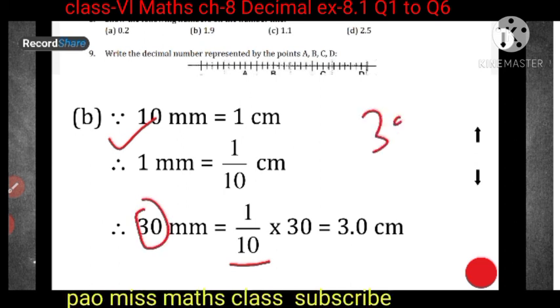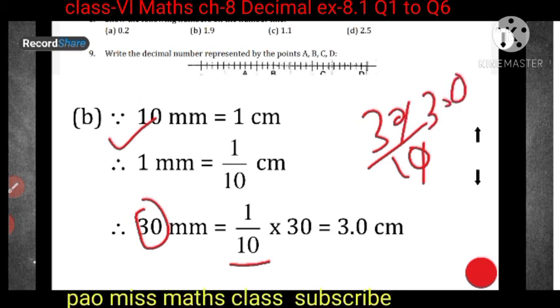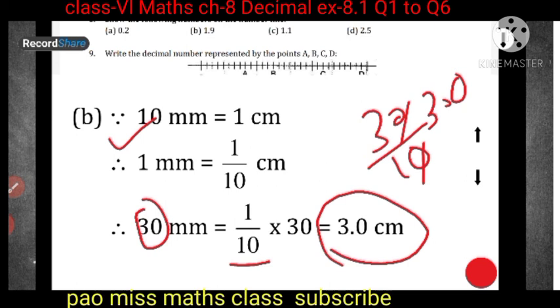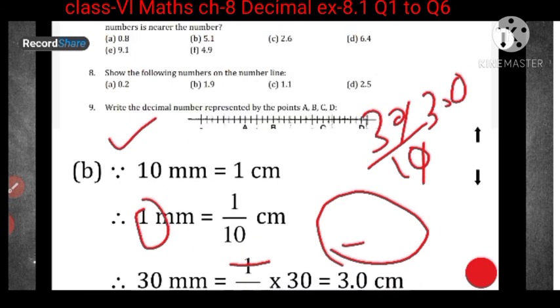That means 30 upon 10. So 30 upon 10 means what? This 0 will get cancelled, or you can write directly 3.0, okay? 3.0, because in the question it is asked to write in decimal, isn't it? So in 30 upon 10, 1 zero is there, so before 1 digit we have to put the decimal. 3.0 is the answer.